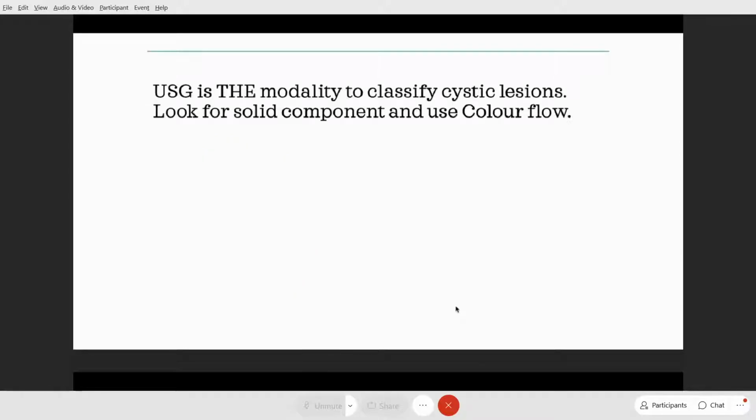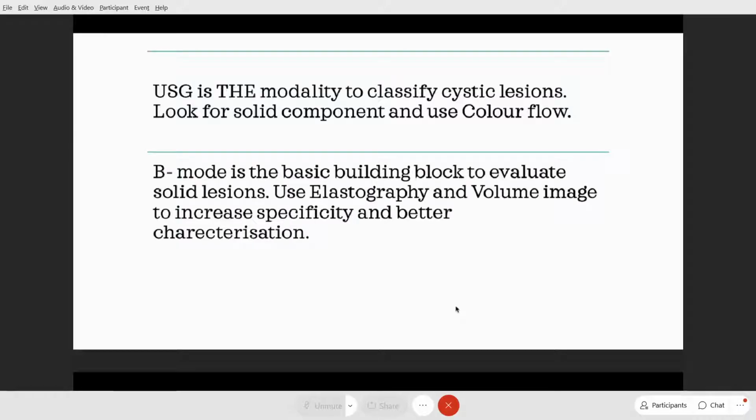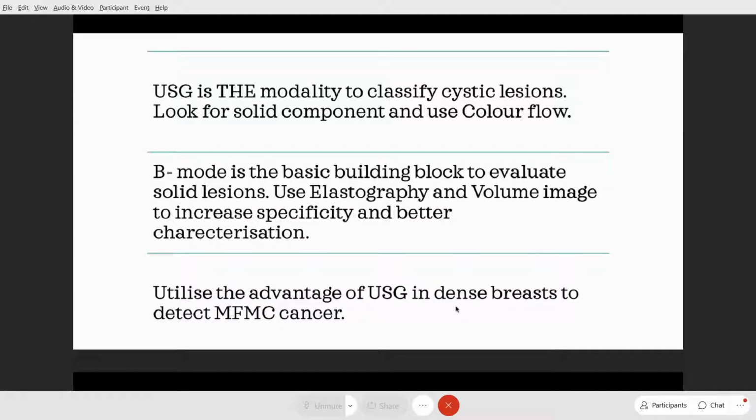First, ultrasound is the modality of choice to classify cystic lesions, to differentiate solid from cystic lesions. Whenever you have a cystic lesion with a solid component, use color flow to differentiate between a solid cystic mass and a complicated cyst. B mode is the basic building block for evaluation of solid lesions. However, sometimes elastography and volume imaging can increase the specificity and characterize the lesion better.